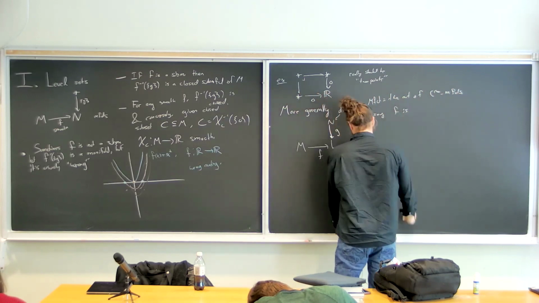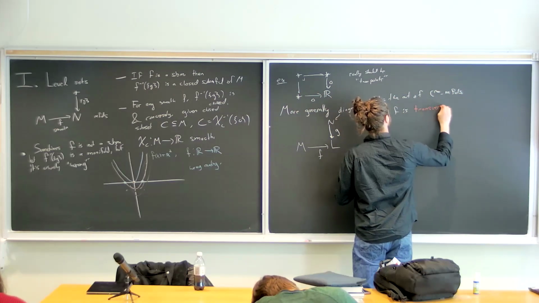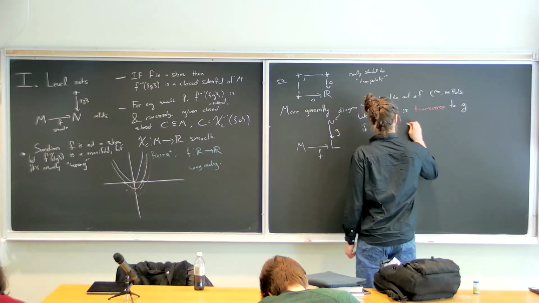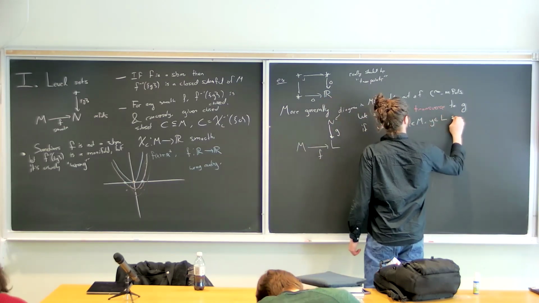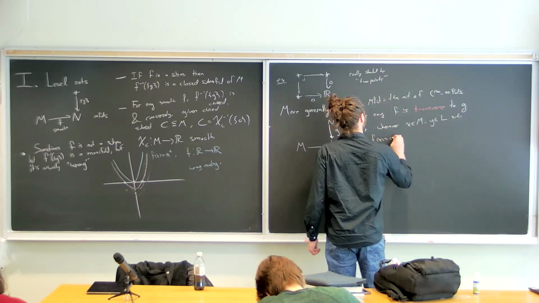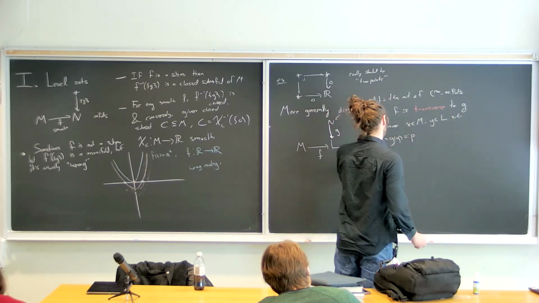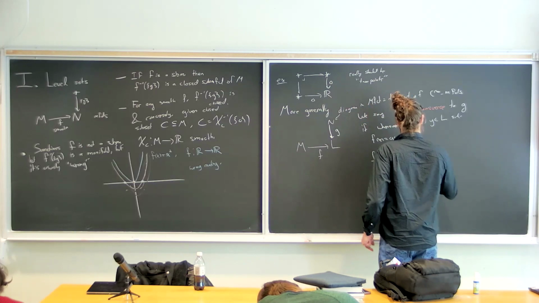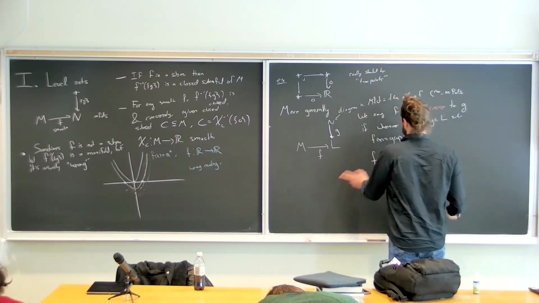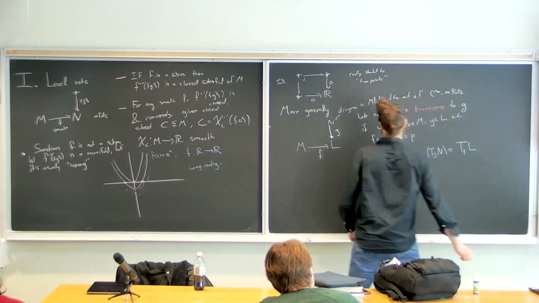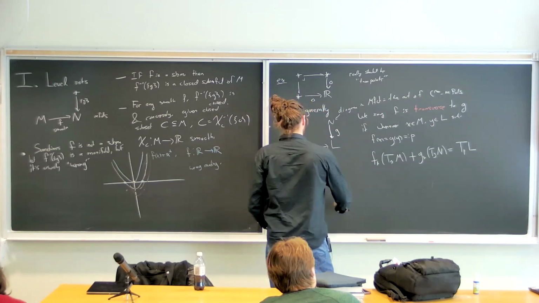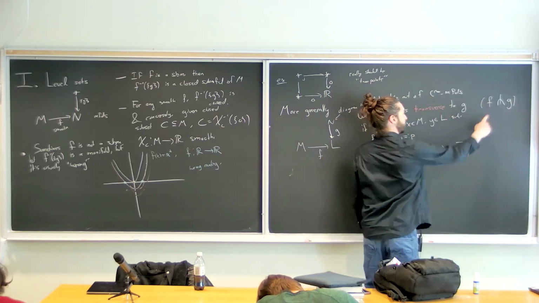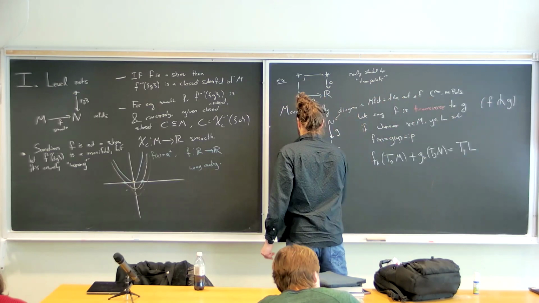We say that f is transverse to g if, whenever we have a point x in M and y in N such that f of x is equal to g of y, and let's call that point p for simplicity of notation, the image of the tangent space of M and the image of the tangent space of N together span the tangent space of L. We write this transversality like this because this is a good example of a transversal intersection. So f is transverse to g.